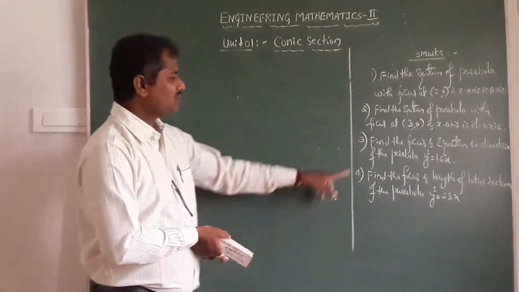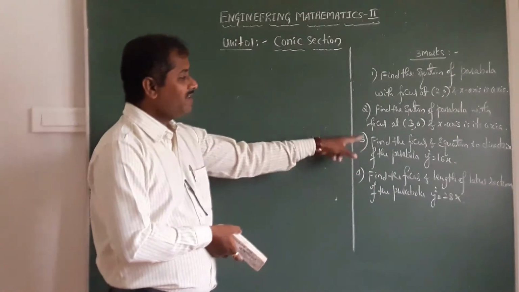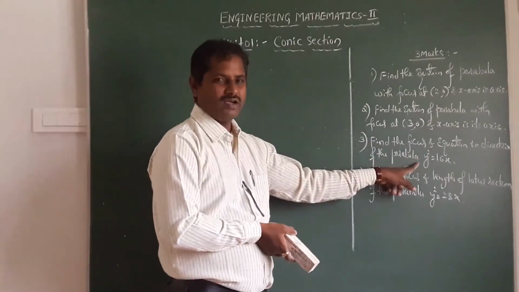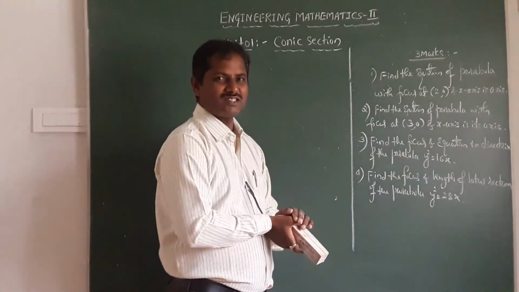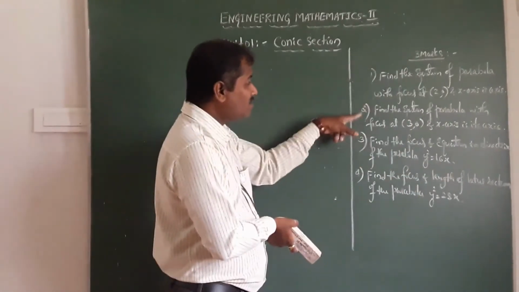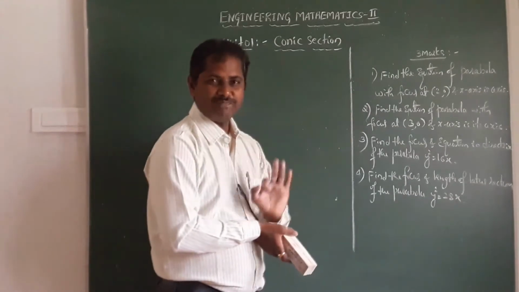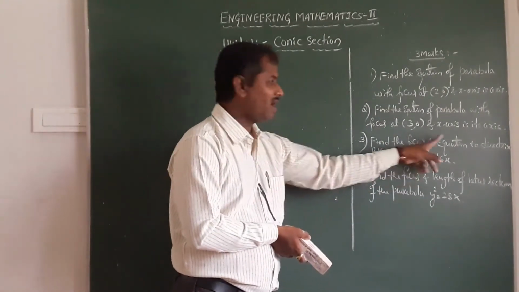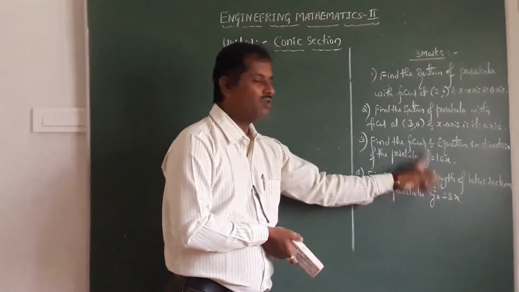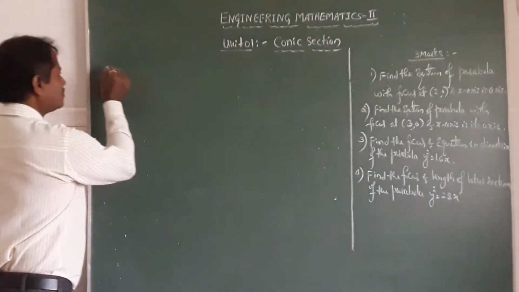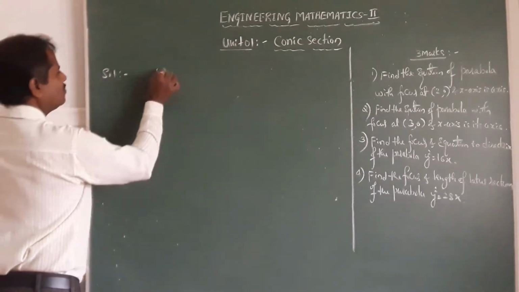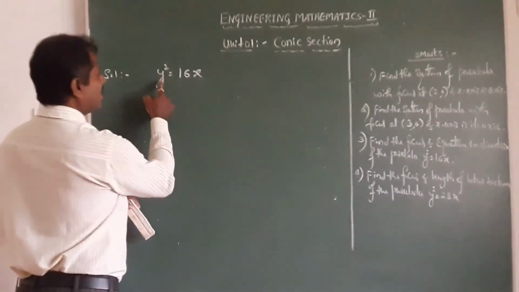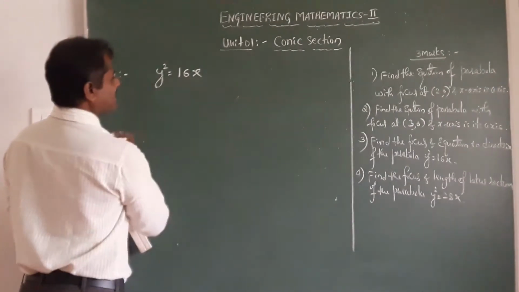Okay, the next question will be: find the focus and equation of the directrix of the parabola y square is equal to 16x. So in the previous two questions it was asked to find the equation of parabola, and now it is asked to find the focus of the parabola and the equation of the directrix of the parabola. What is given? y square is equal to 16x. So how to solve for the focus and equation of the directrix of this parabola?